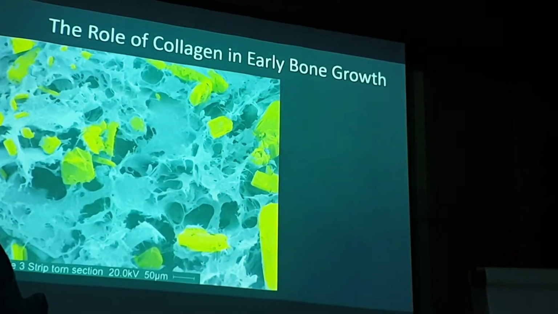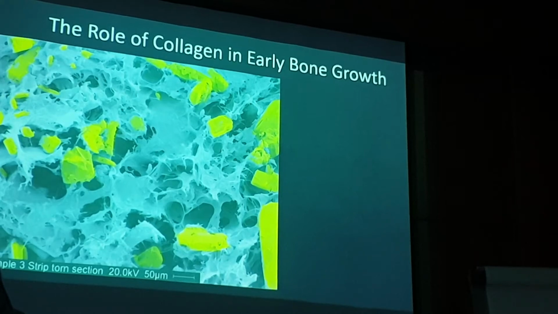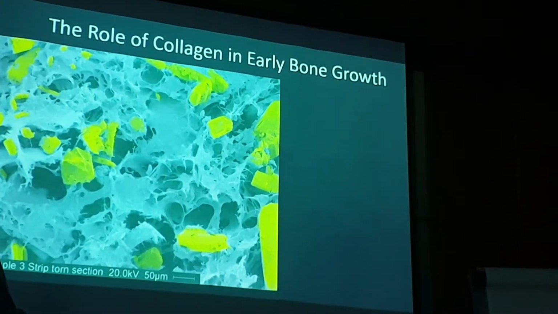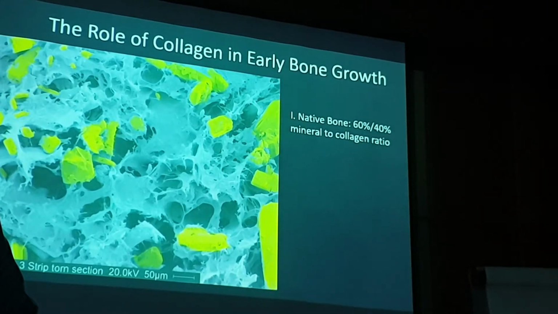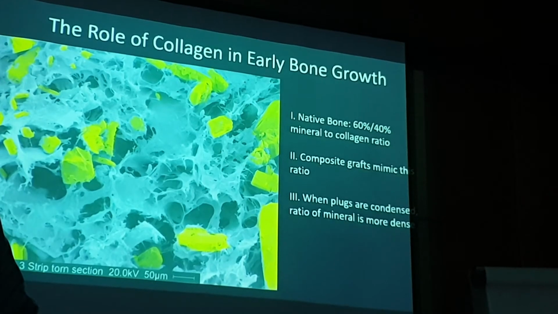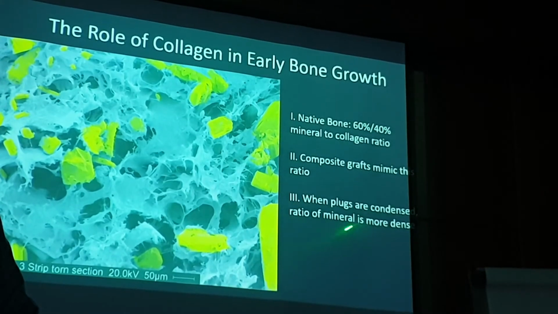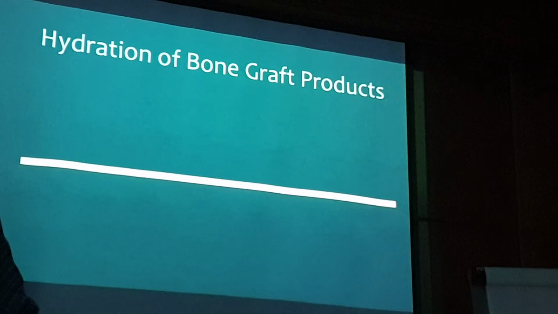So we look at the histology with the electron microscope of these new composite grafts that you can get. The composite grafts are collagen, which is this, with embedded graft material. And then what happens is, as you're compressing them into the site, the density of the graft materials is getting greater because you're pushing the material together. So bone is made of 60 to 40% mineral to collagen ratio. The composite grafts mimic that, and when plugs are condensed, the ratio of mineral gets greater because you're compacting the material. Now, let's talk a little bit about hydration of graft materials.